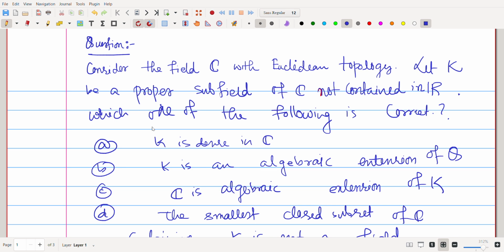So today I am going to discuss an interesting problem from the CSIR NET 2023 December exam. This question is from field extension and this is a nice problem. So I'm going to solve it.